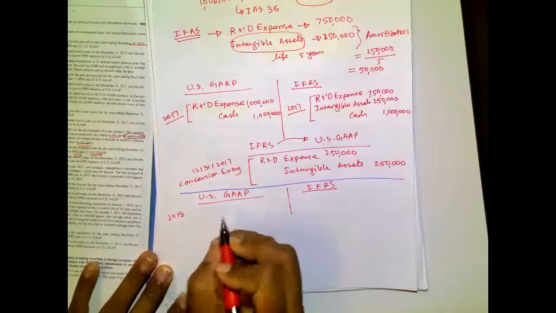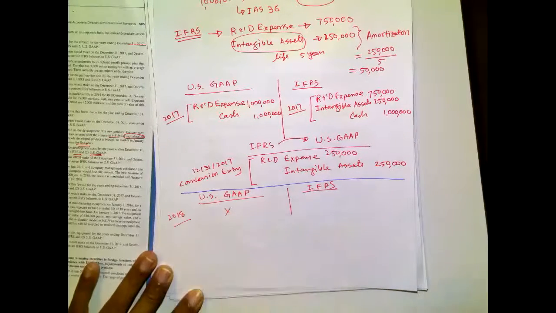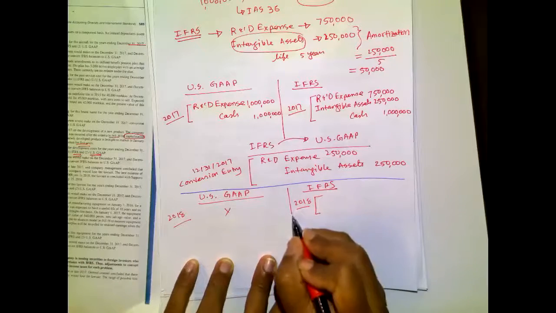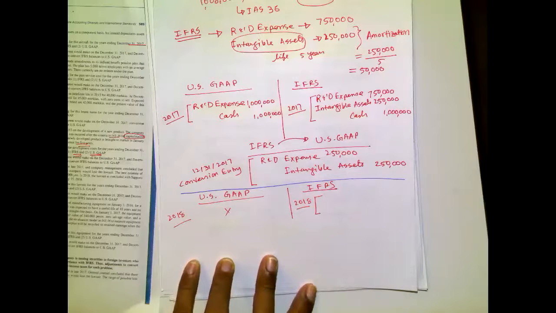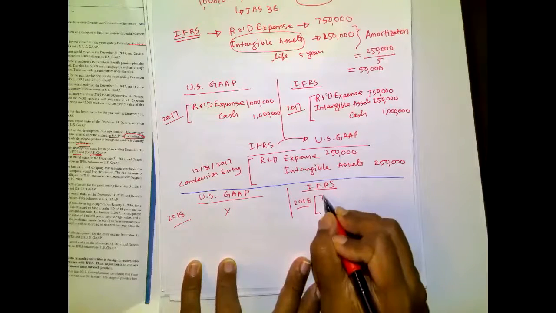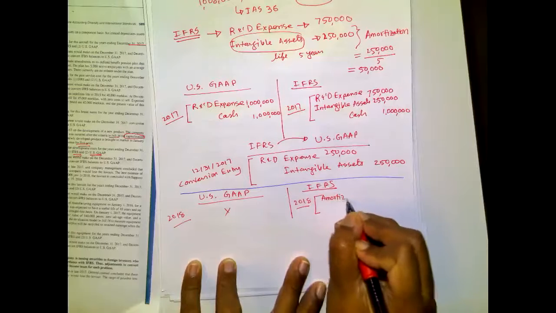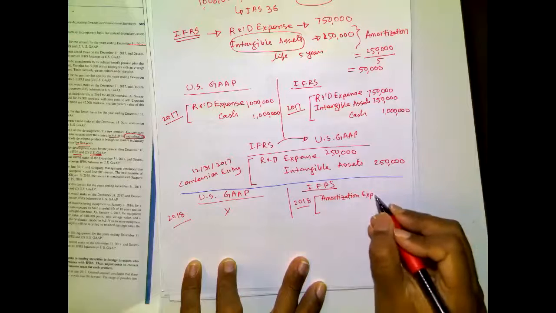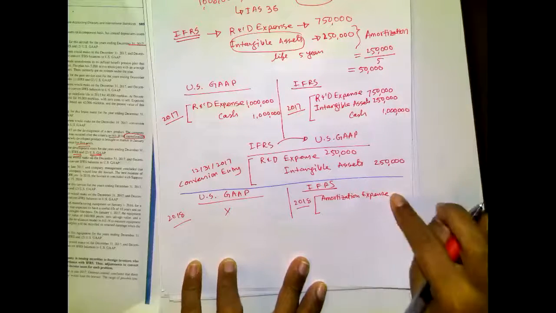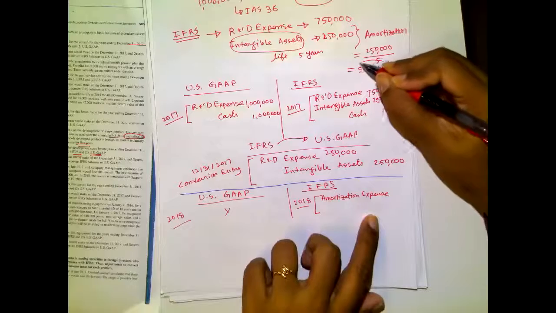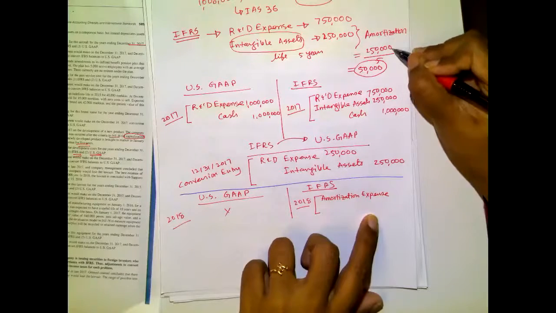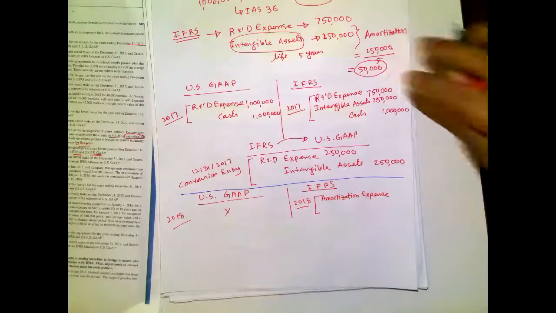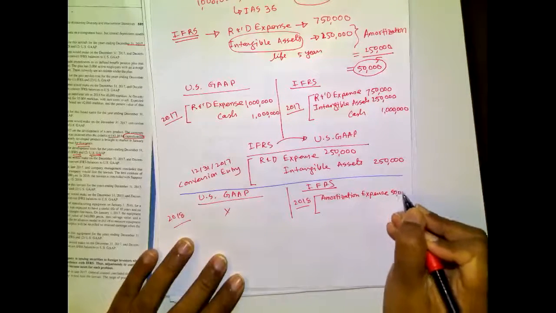For 2018, US GAAP will do nothing. But for 2018, IFRS will show depreciation or amortization expense. Well, for intangibles, we call it amortization expense. And it's an expense, so we're going to debit it. Amortization expense debit, and we already know the number. The intangible asset was 250, life was 5. So you divide it, and every year's amortization expense is 50,000.